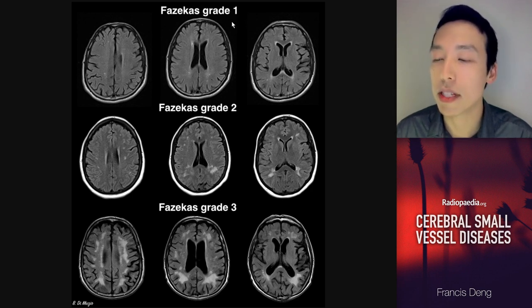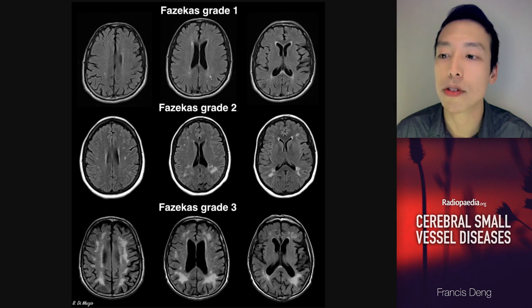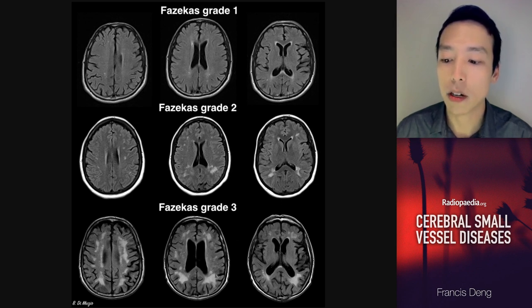So what this entails is a grade 1 refers to punctate scattered white matter hyperintensities in the subcortical and deep white matter. Grade 2 are beginning confluence, these larger areas of patchy white matter hyperintensities. And then grade 3 are large confluent areas. These are so large that you can trace them from one region to another if you're scrolling up and down.